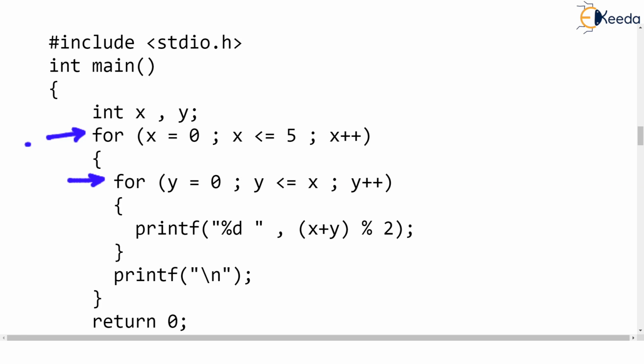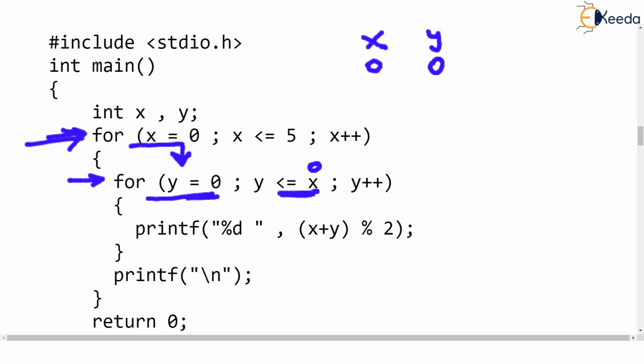When the first for begins, the value of x is going to be 0. That's the initialization. And when x is 0, the inner for loop varies y from 0 up to x. Just observe. But then x is 0, so y is going to count from 0 to 0. That means when x is 0, y will be 0 to 0, so the inner loop y will repeat exactly once.